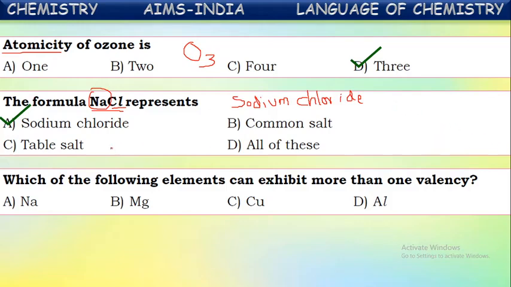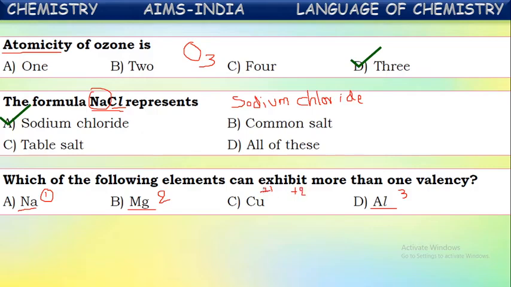If you observe elements like sodium, magnesium, aluminum, they always exhibit a single valency. Sodium always exhibits one valency. Magnesium exhibits two valency. Aluminum exhibits three valency. But in the case of copper, copper can exhibit more than one valency. It can exhibit two valencies, one and two. It can exhibit two different valencies.